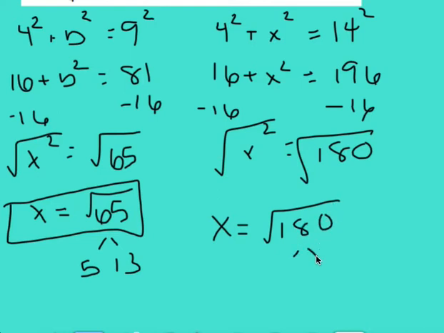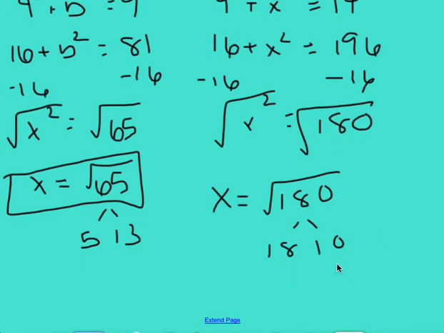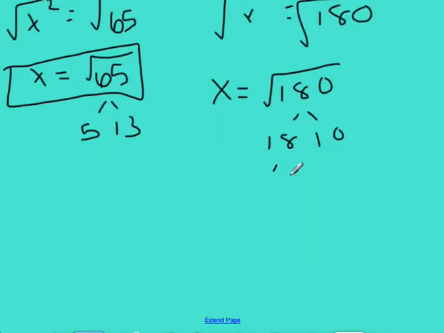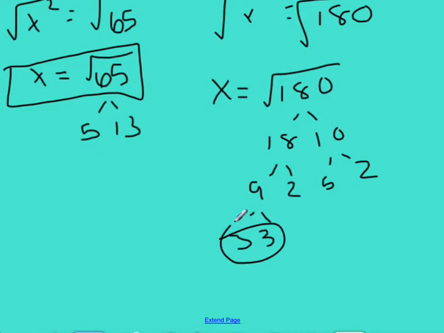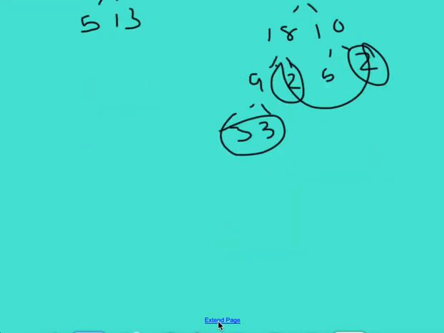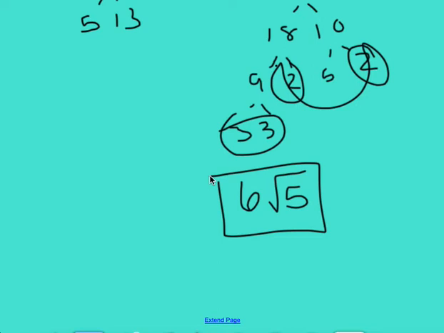So we're going to divide this up, and I see that it ends in a 0, so I'm going to split it up to be 18 and 10. 18 I can divide down to 9 and 2. 9 I can break down to 3 and 3. 10 I can break down to 5 and 2. So I have 1 pair of 3s and 1 pair of 2s. 3 times 2 is 6 on the outside, and then left underneath the radical without a pair is a 5.